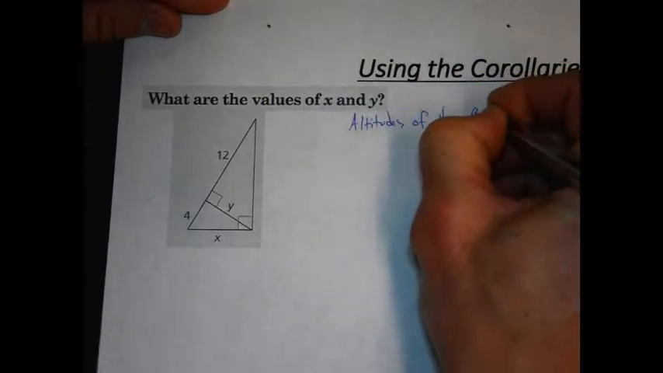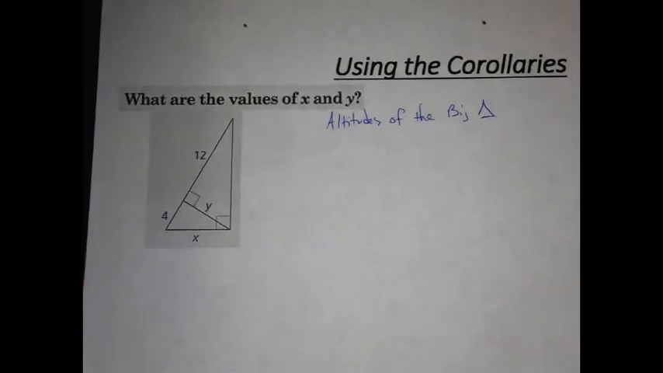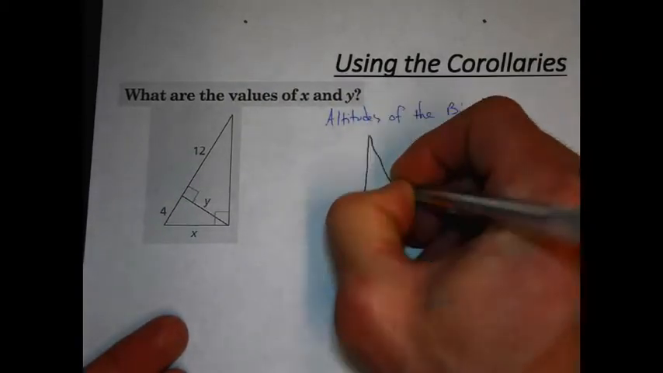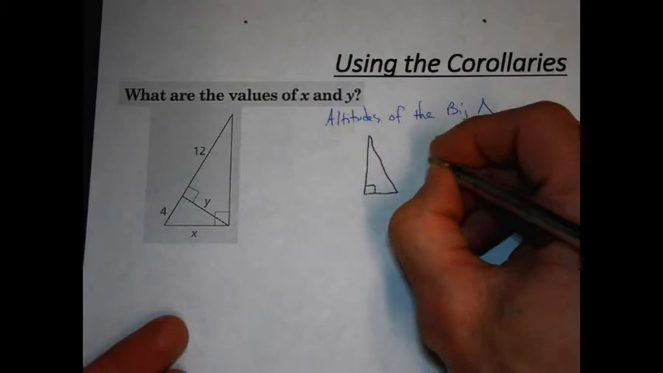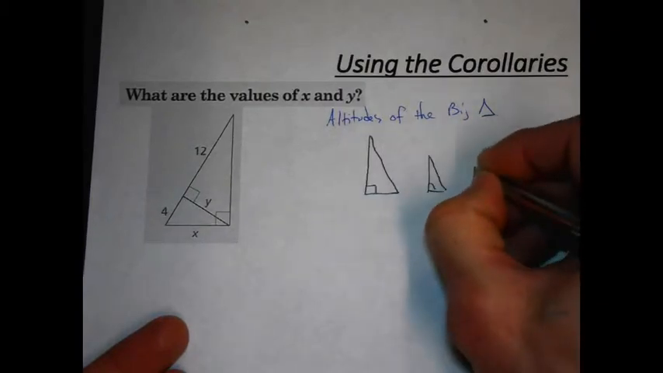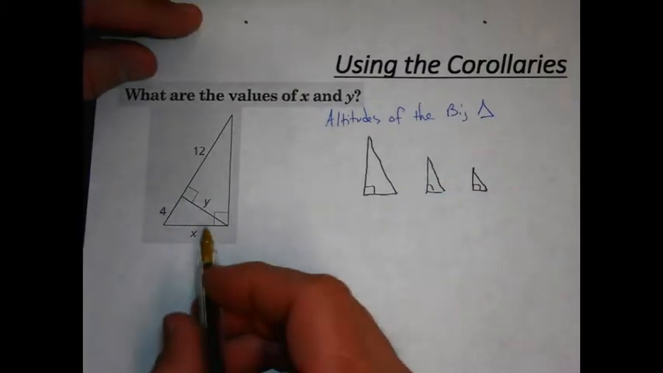Okay? So we can do this one of two ways. We could use the shortcut way, or if you don't remember the shortcut, let's make 3 triangles. Okay, we're going to make 3 triangles now. Big, medium, and small.